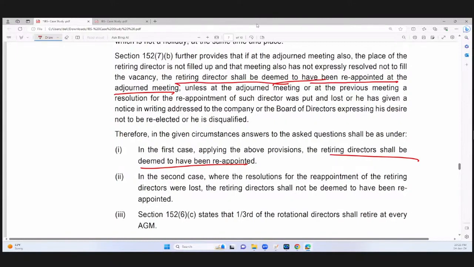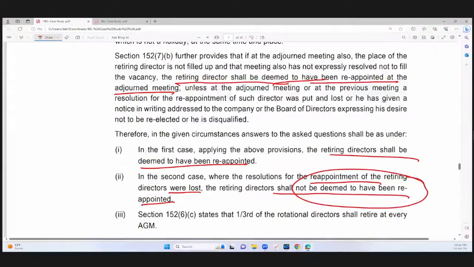Then in the second case, where the resolution for the reappointment of the retiring directors was lost, the retiring directors shall not be deemed to have been reappointed. Deemed concept हमारा कब आएगा? When will the deemed concept apply? The deemed concept applies only where there is no resolution for the replacement of the retiring directors. But if the resolution for retiring directors is lost or some other person is requested, notice has come for their replacement, then the deemed provision will not apply.